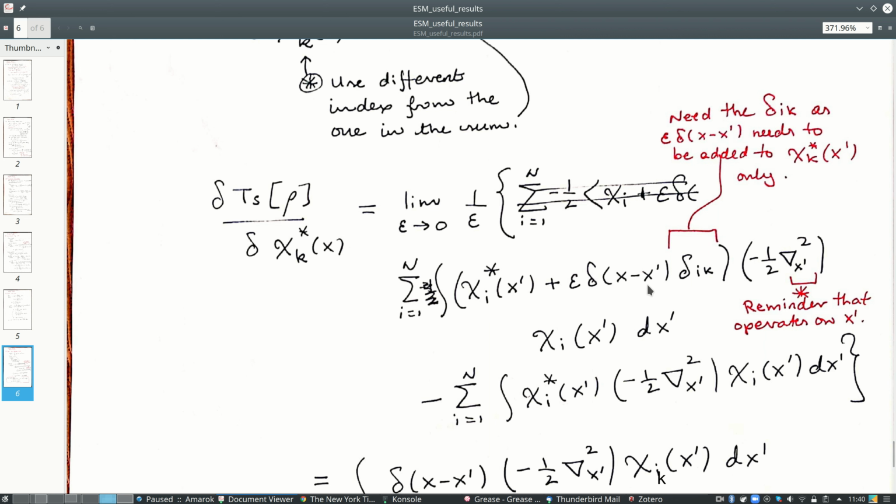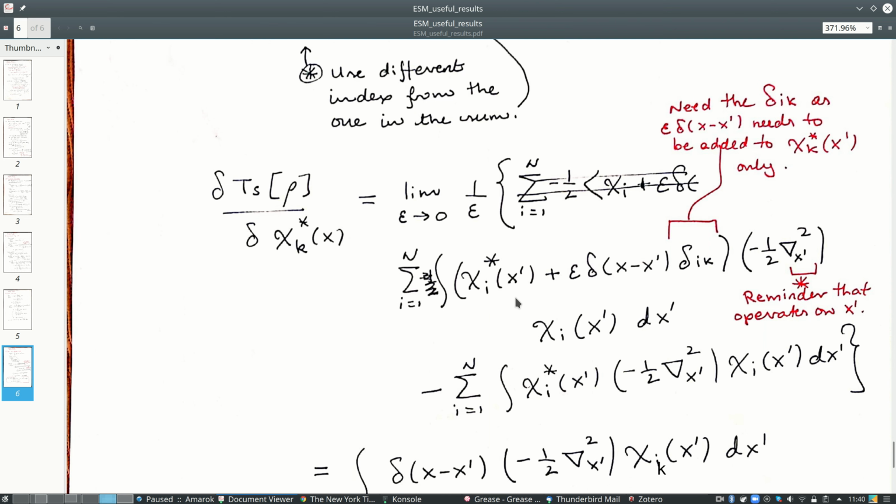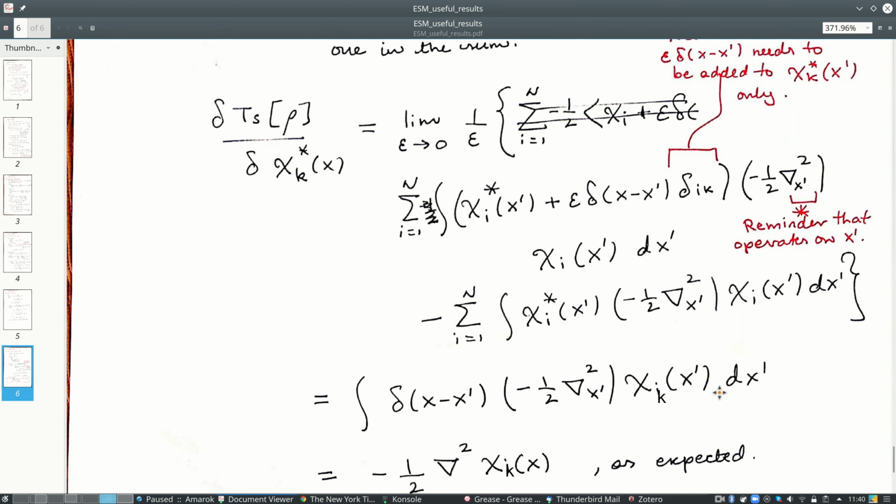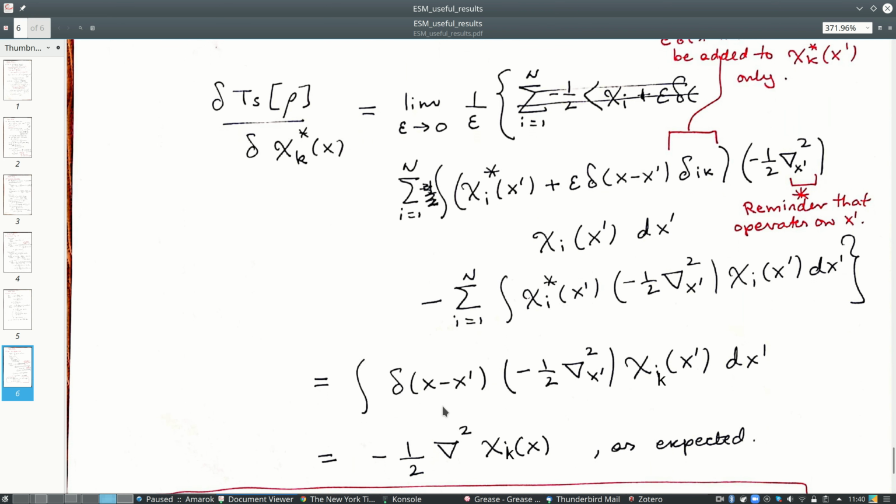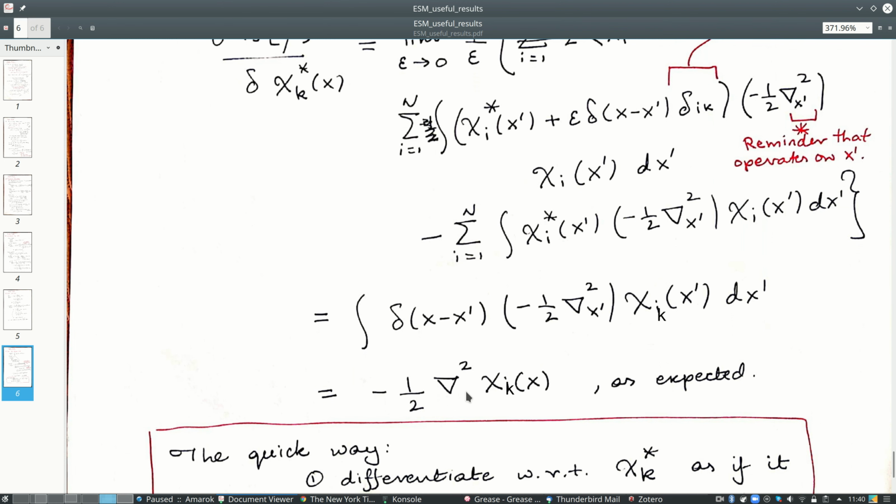Once you've got this step right, the rest follows, because then you simply expand this term, subtract off the original kinetic energy with the unchanged orbitals, and you're left with just one term here. You'll have the Dirac delta, the kinetic energy operator, and chi k of x prime, integrated over x and dx prime. Apply the Dirac delta, it collapses this integral, and you're left with minus a half Laplacian of chi k at x, as expected.